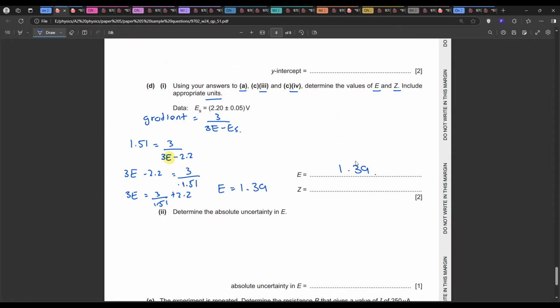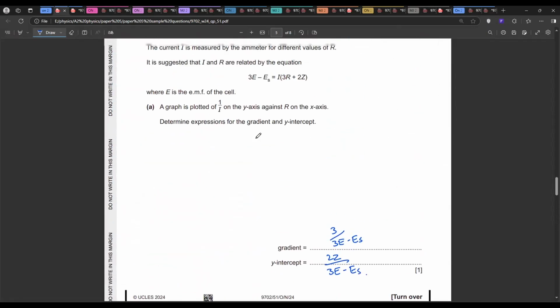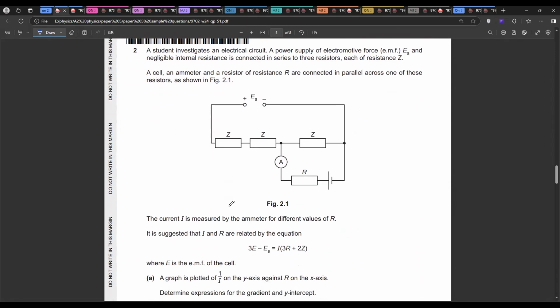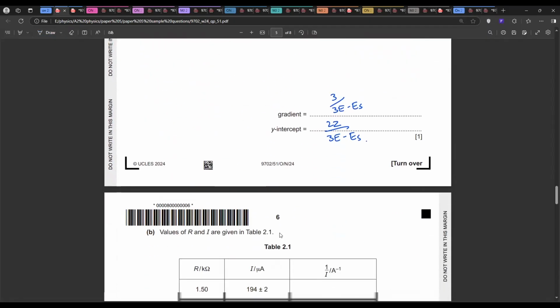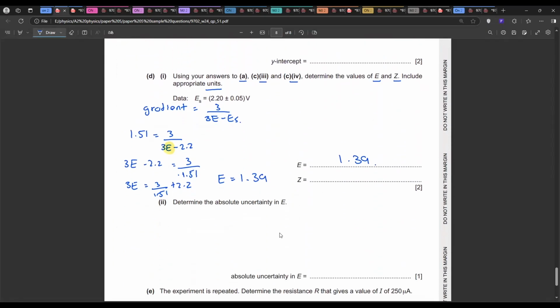Perfect. Now, what will be the units of E? Let's find out. What was E? A student investigates an electric circuit. A power supply of electromotive force Es and negligible internal resistance is connected. The current is measured. It is suggested that I and R are related by this equation. E is the EMF of the cell. So the units will be volts. Simple, nothing complicated. Now let's calculate Z.